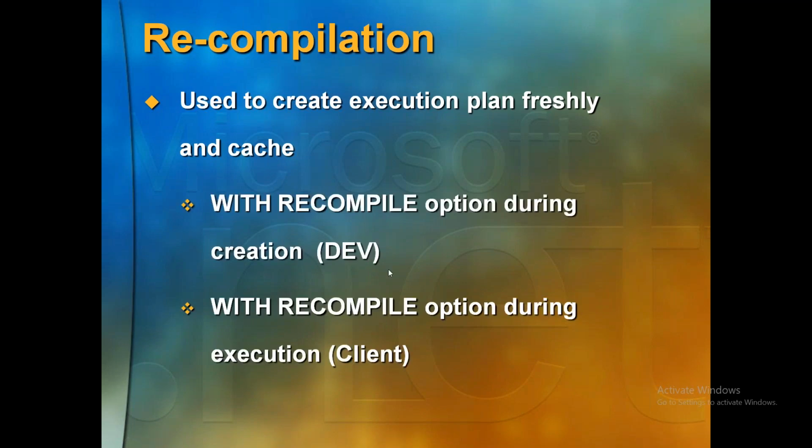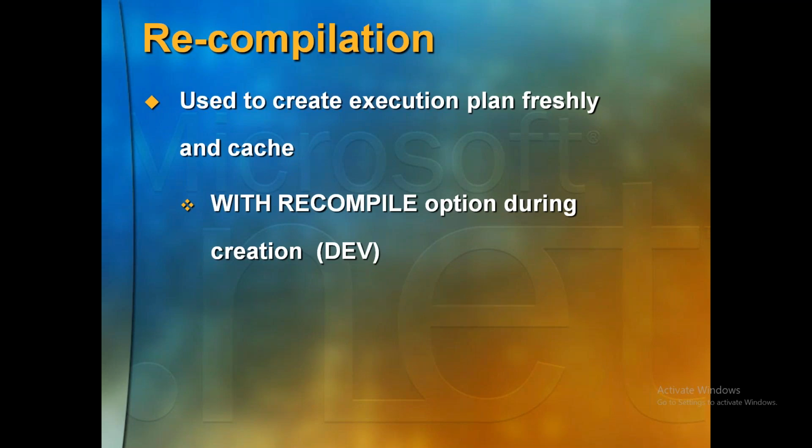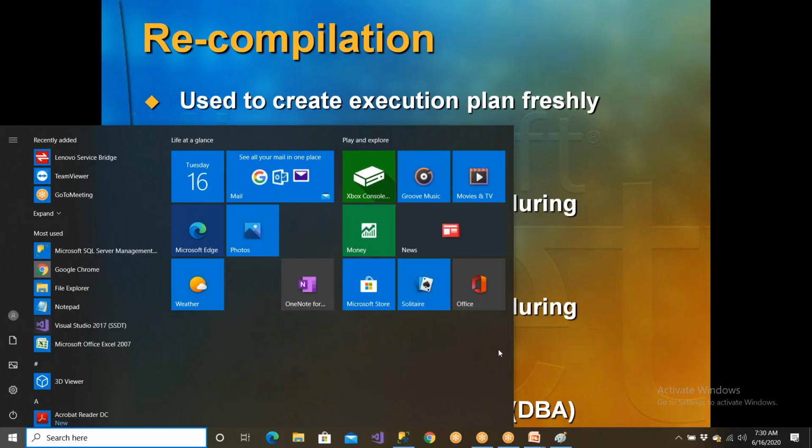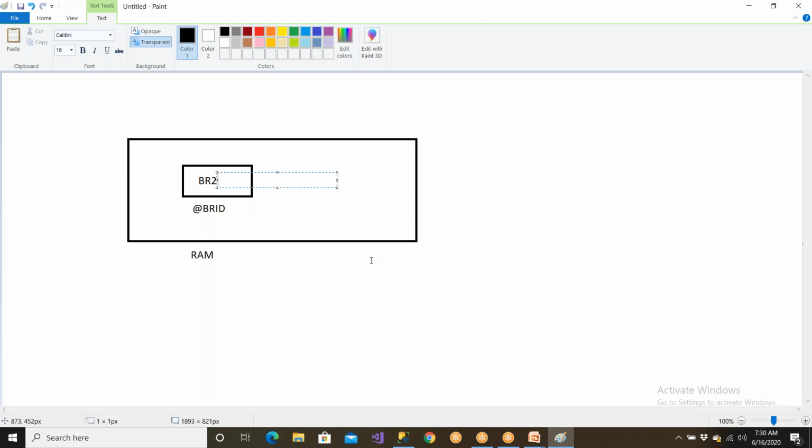So who can do it? With the recompile option during creation, a developer can give a recompilation option at the time of creating a stored procedure. And with the recompile option during execution, the client can also give this option. The next one is called sp_recompile proc name, used by the DBA. So let us understand where exactly we can use recompile.